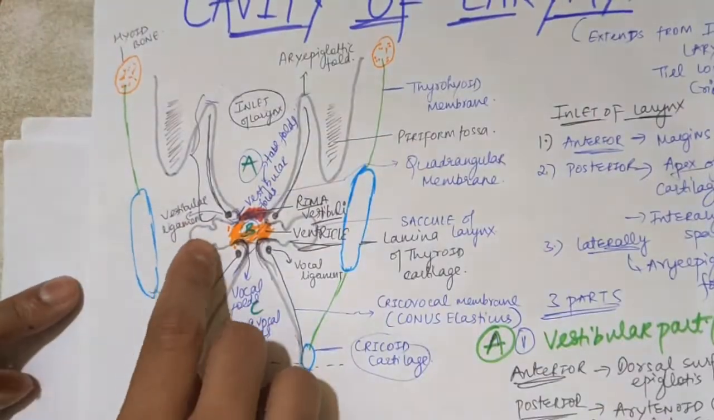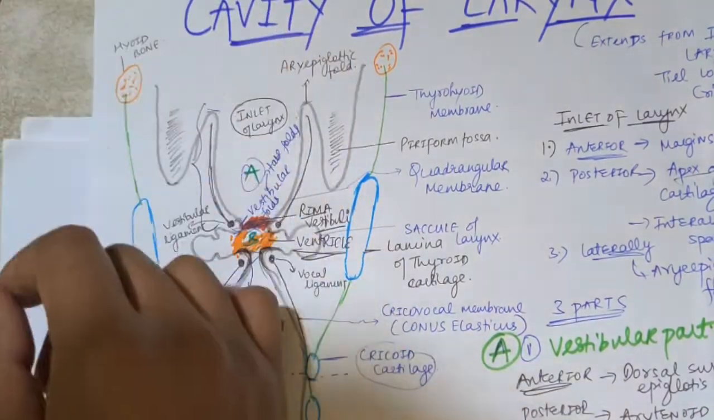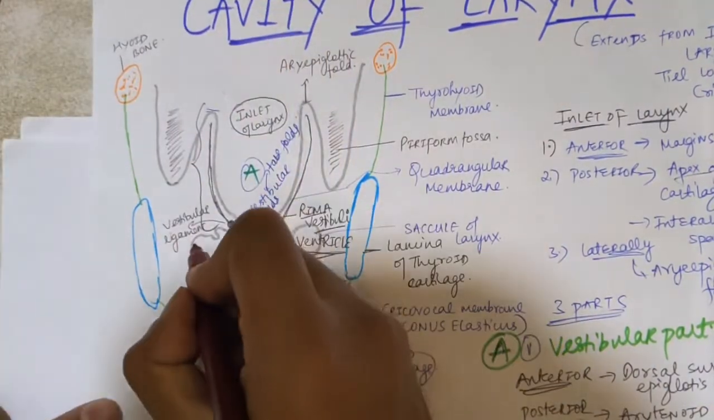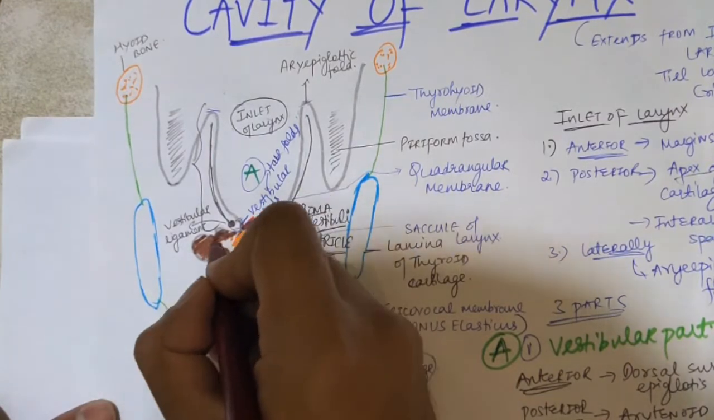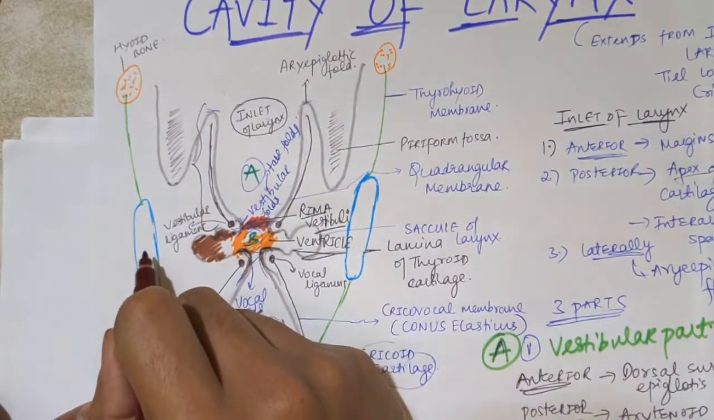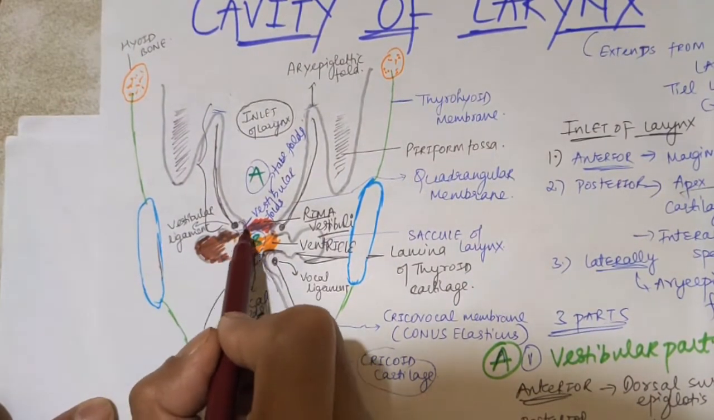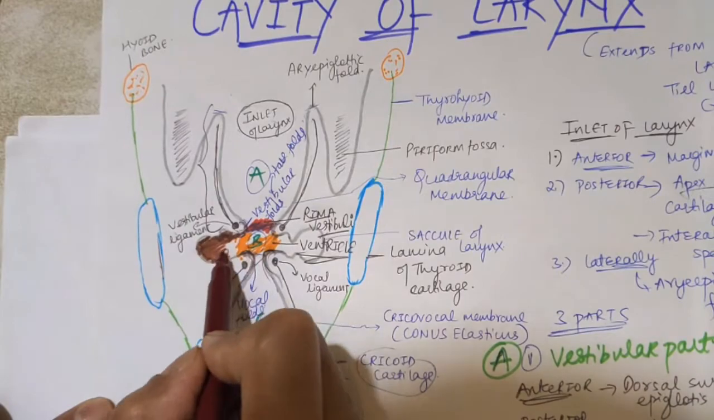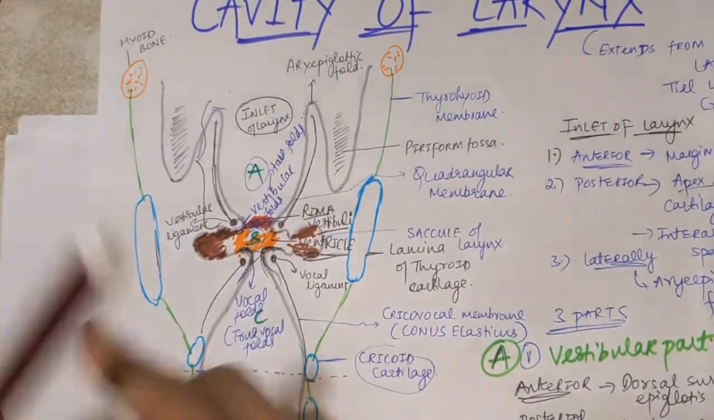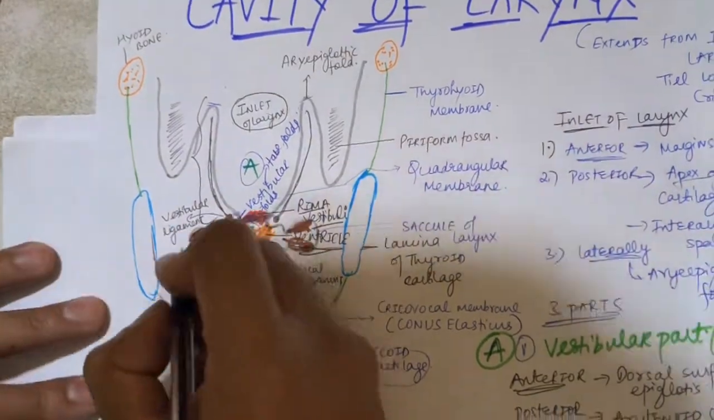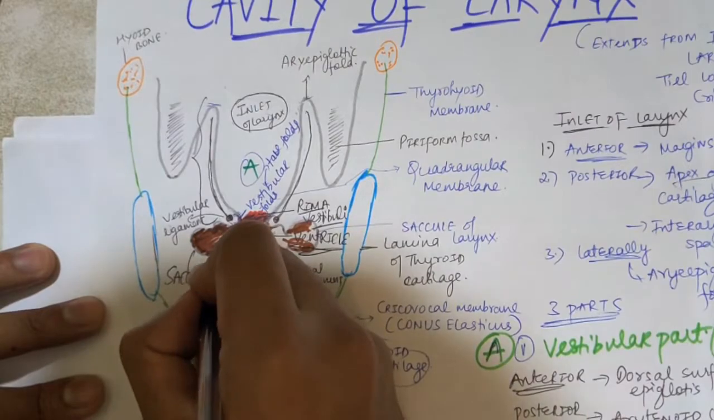And one more point, this bulge, a diverticulum here. You can see this brown part forming a saccule. It is the extended part of your vestibular fold, going up to the lamina of your thyroid cartilage. This is the thyroid cartilage. It extends from the vestibular fold and forms the bulge here. This part is called the saccule of larynx.